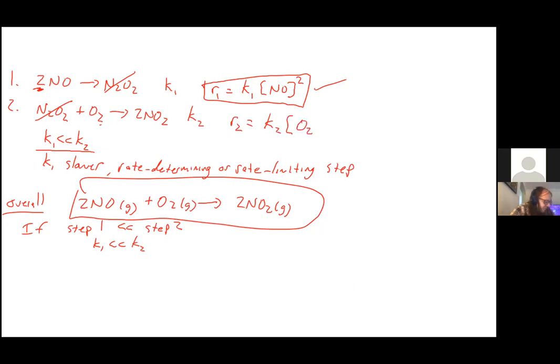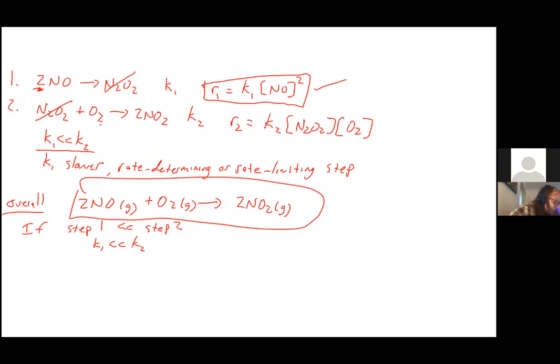N2O2 times O2. Okay, but what happens is that process is so fast that it doesn't really affect the overall rate. And here's what I mean.